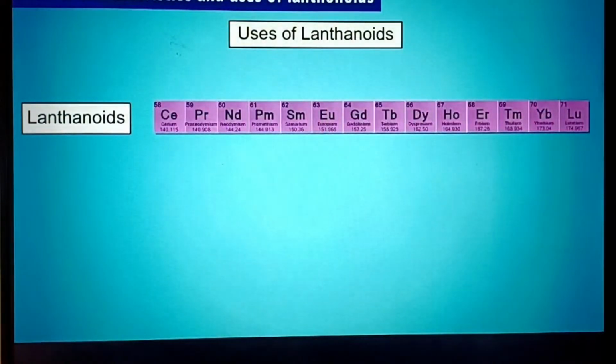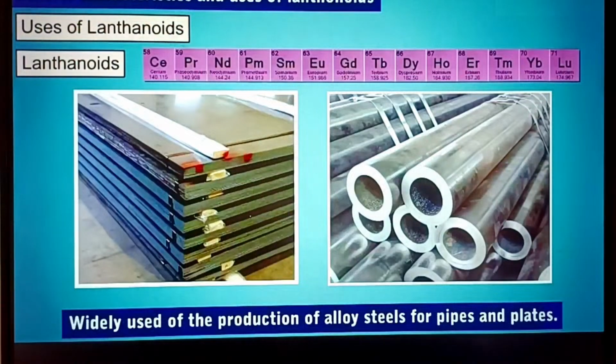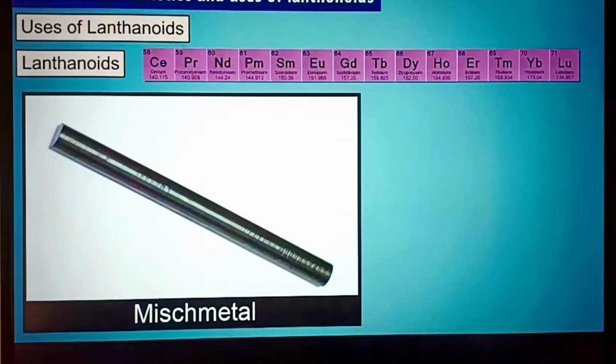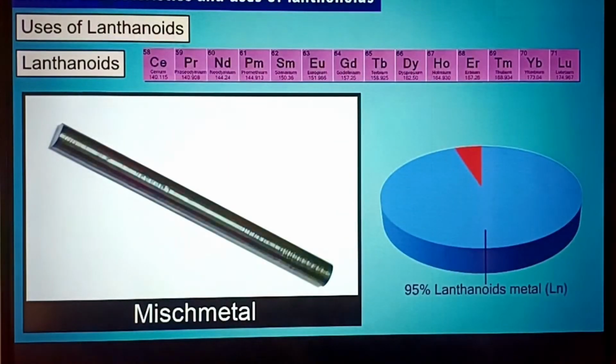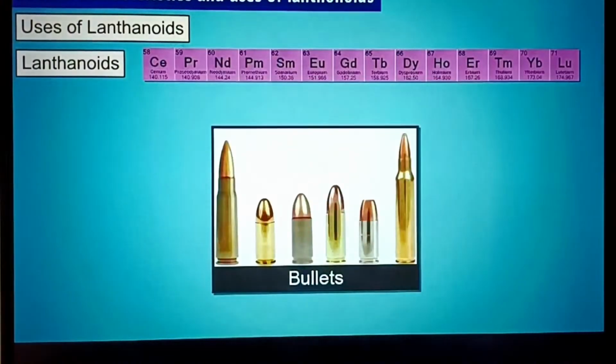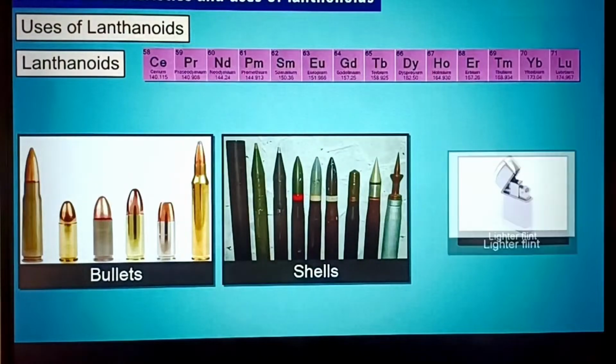Let us now look at the uses of lanthanoids. Lanthanoids are widely used for the production of alloy steels, for pipes and plates. A well-known alloy, mischmetal, which consists of 95% lanthanoid metal, 5% iron, and traces of sulfur, carbon, calcium, and aluminium, is used in a magnesium-based alloy to produce bullets, shells, and lighter flint.